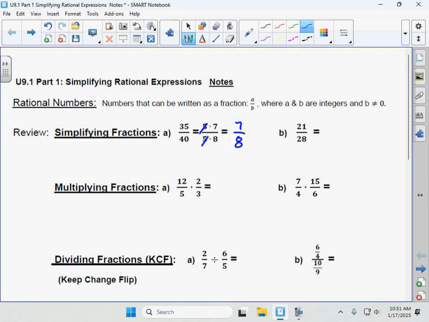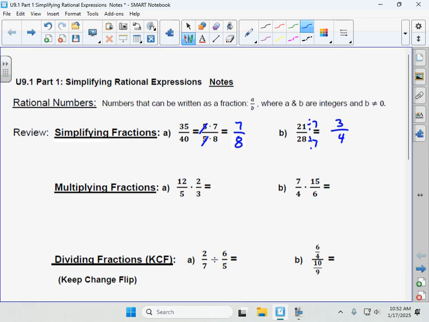Okay, and then we could do B also, 21 over 28. Find a number that goes into the top and bottom, and that is going to be 7. So we're really just dividing by 7. 7 times 3 is 21, and 7 times 4 is 28. So if we divide by 7, we get 3 over 4.